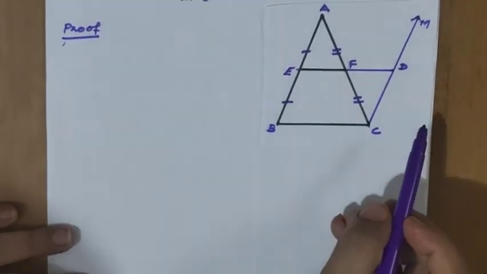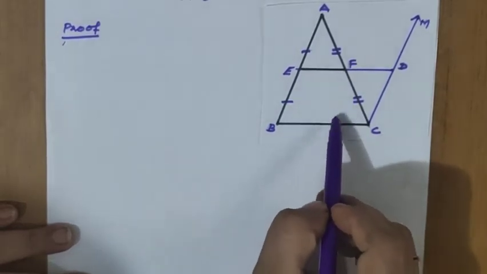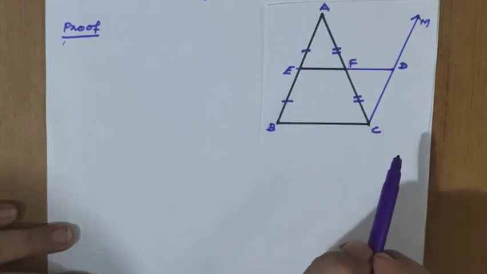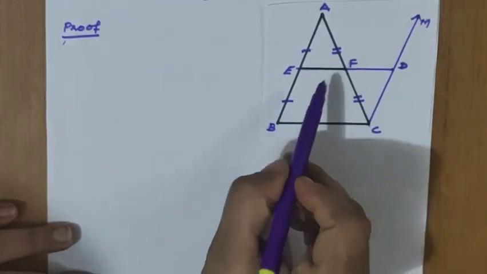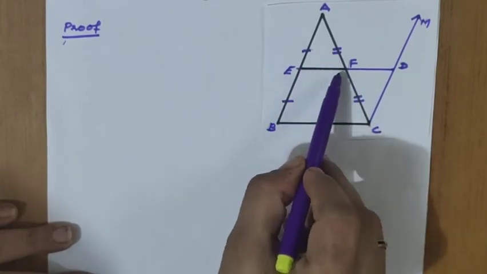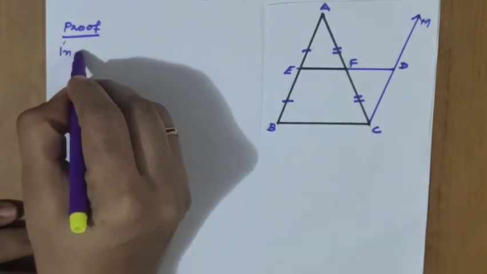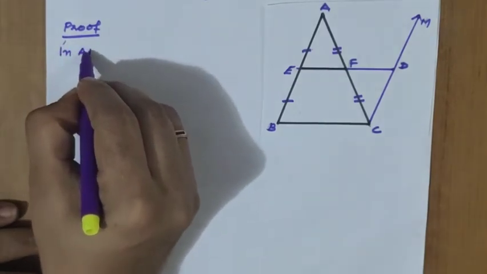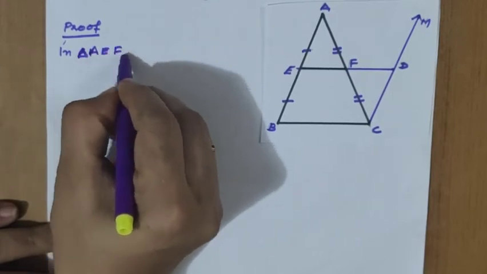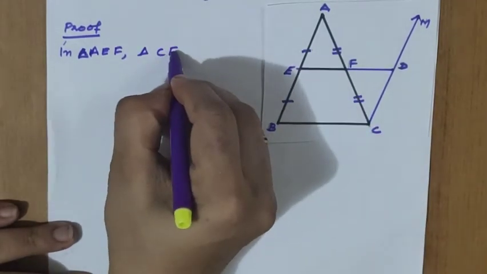Now we have to go for the proof. What do we require to prove? EF is parallel to BC and also it is equal to half of BC. For this, we are considering these two opposite triangles. Which are the triangles? Triangle AEF and triangle CFD. So I'll take it this way. In triangle AEF and triangle CFD.